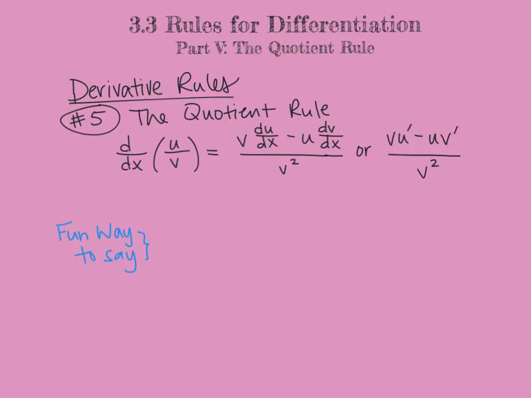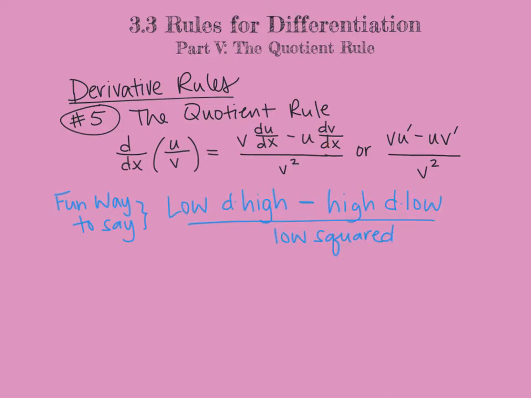The fun way to say this, and I learned this from my favorite teacher back in high school, is low d high minus high d low over low squared. What does d mean? It means derivative. So it's high and low respectively are the numerator and denominator. So it goes low d high minus high d low over low squared. It's kind of fun. So here is what it looks like written out. Low, again, means the denominator, high means the numerator, and d means you take the derivative of that. Low d high minus high d low all over low squared.